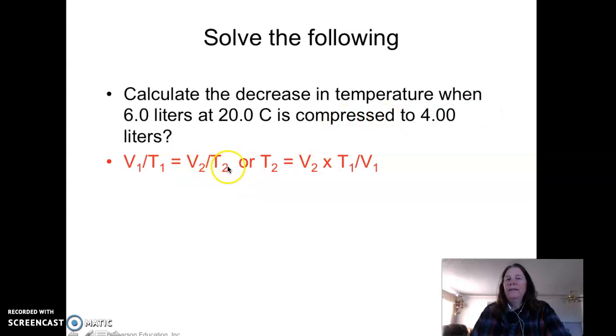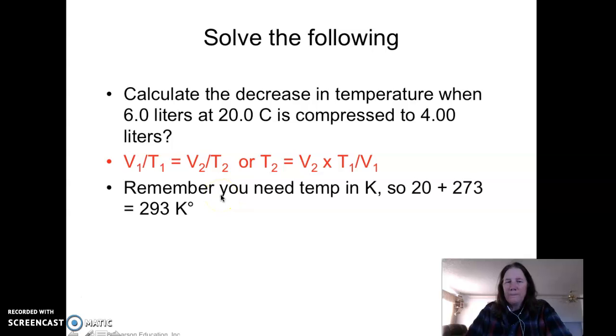I'm looking for T2. So if I manipulate my formula, if I take the second volume times the first temperature, divide by the first volume, I will get my answer. And again, it's just using simple manipulation of formulas. Okay, and again, like I said, you have to change your temperatures from Celsius to Kelvin, which is really easy. You just add 273. So 20 degrees Celsius is 293 Kelvin.